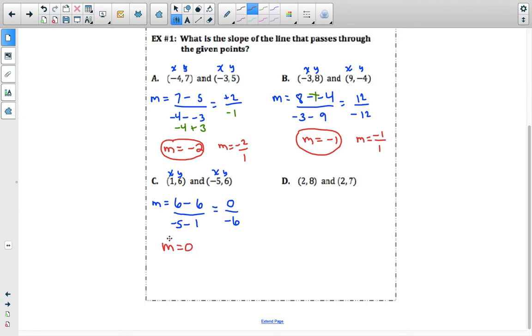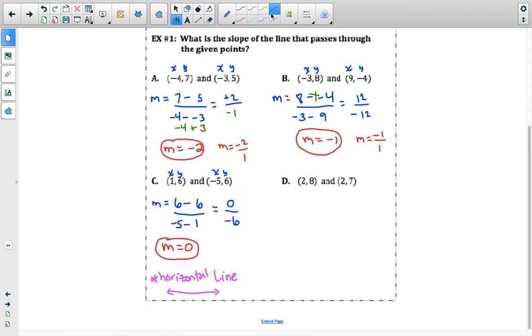This is that special type of slope. This actually tells us that this is a horizontal line. The graph, the line, will look like this. It is a horizontal line because it is not going up and down at all. It is only going from left to right.